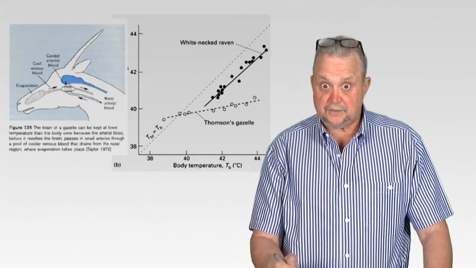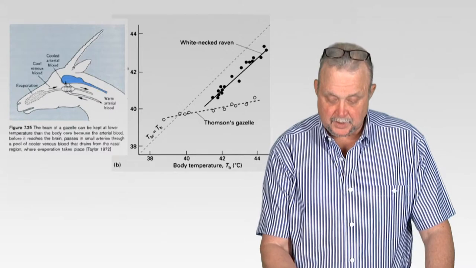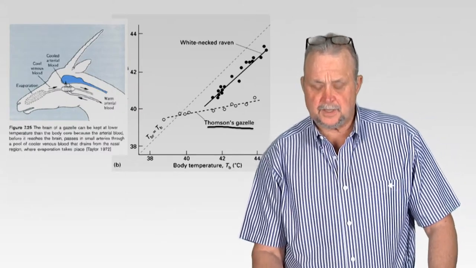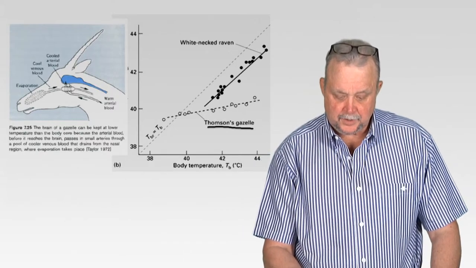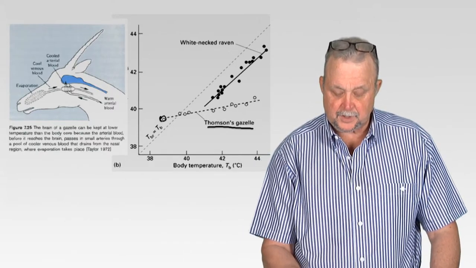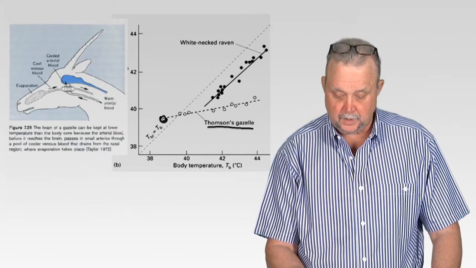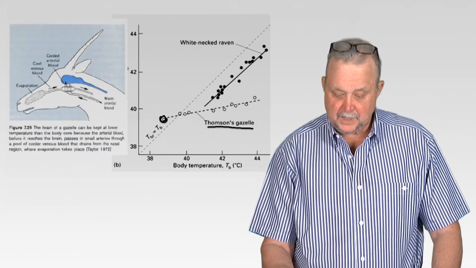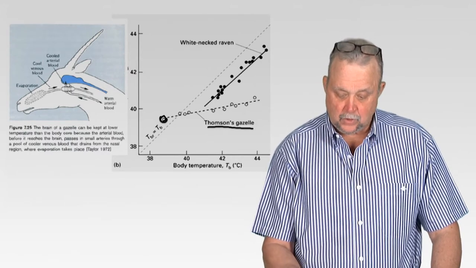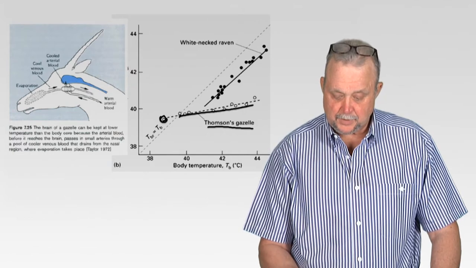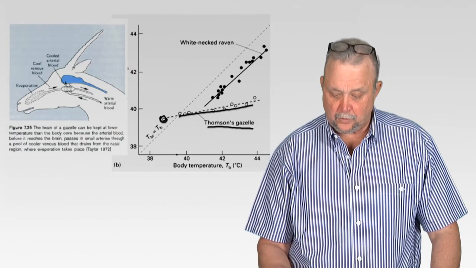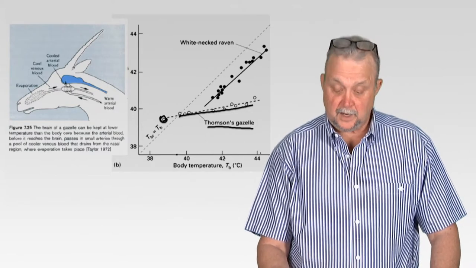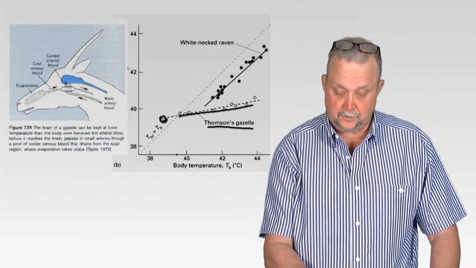Now, how does panting work? We've got a couple of graphs here. The first one shows the Thompson's gazelle, which is this guy over here. At a certain temperature, right around 38 degrees centigrade, which is where most mammals prefer to be, the gazelle can really slow down the brain temperature. The body temperature is continuing, 40, 42, 44, but the brain temperature is staying very, very close to 40 degrees centigrade.